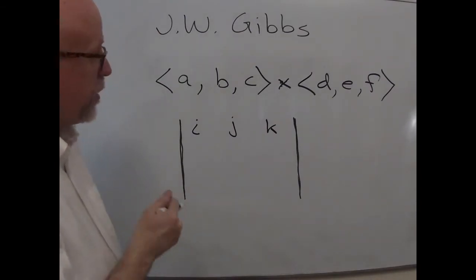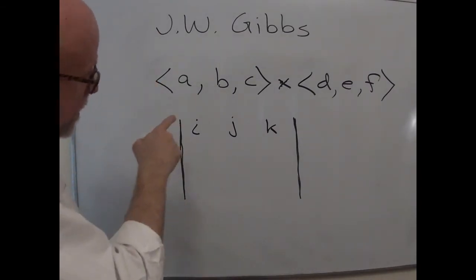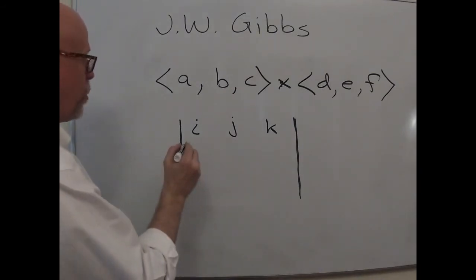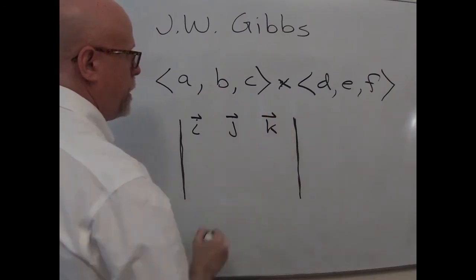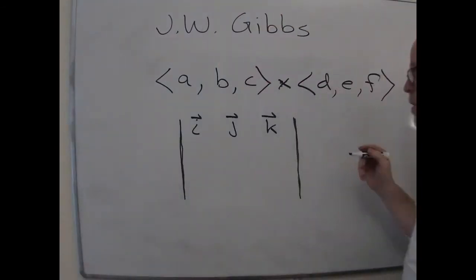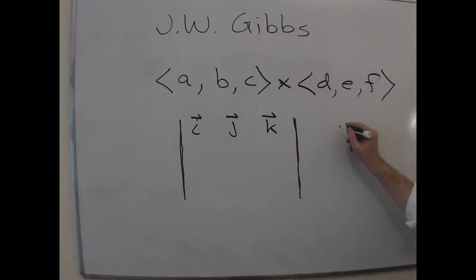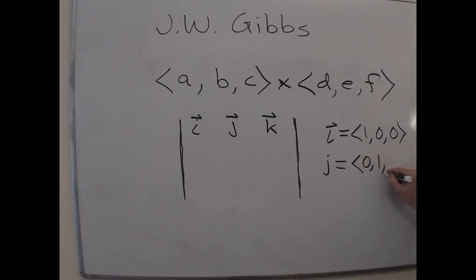That sounds like Hamilton's things, but J.W. Gibbs didn't think of these guys as Hamilton's square roots of -1 at all. He thought of them as particular vectors. Now I'll tell you what I, J, and K are, because they're really quite important vectors. I is the vector that has a 1 in the x coordinate and 0 elsewhere. J has a 1 in the y coordinate and 0's in the other two positions. And K has it in the z slot.